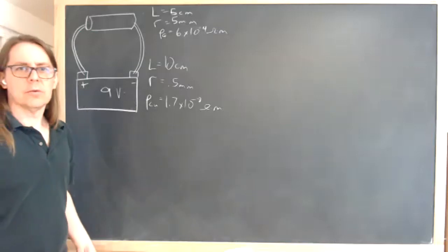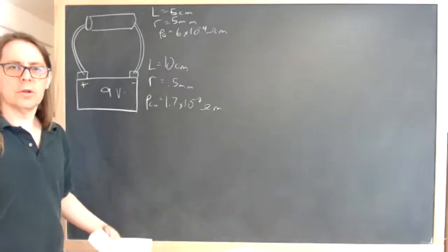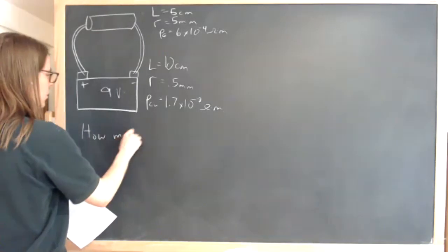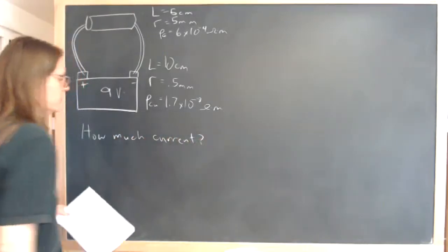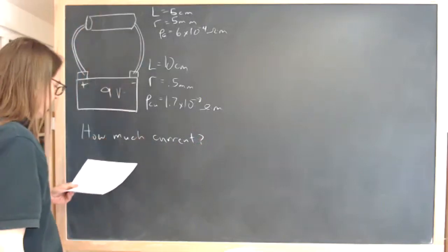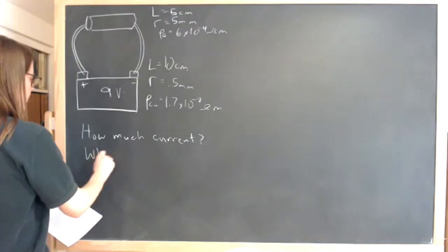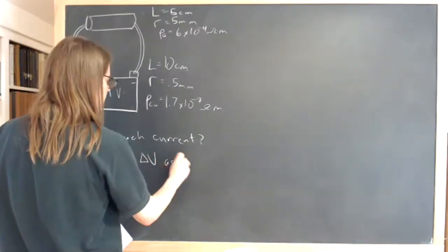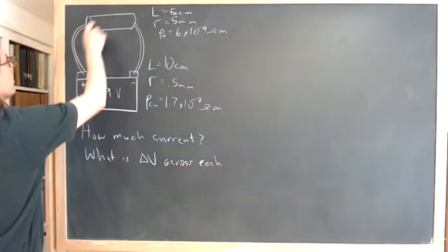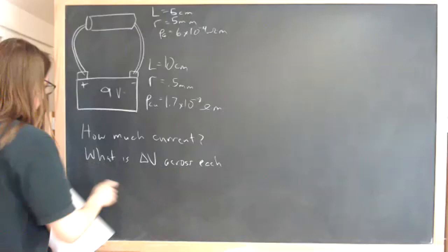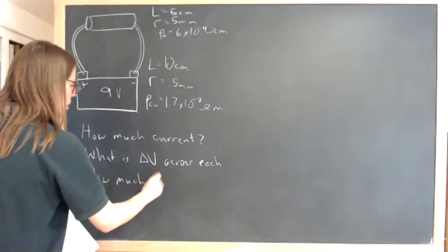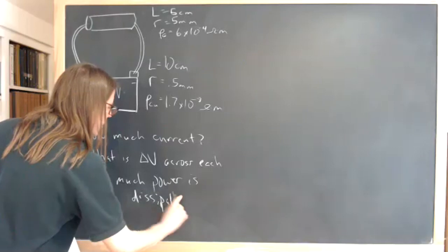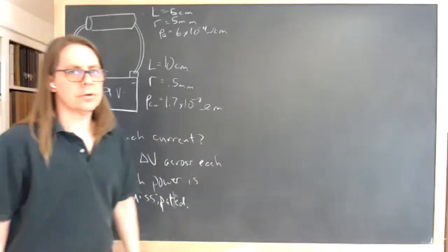So for this setup, which isn't yet being drawn as a circuit, it's a physical thing that you can imagine, we want to ask the following questions. How much current will we get? How much current will flow out of the battery and through the setup? What is the delta V, or voltage drop, across each element, meaning the copper, the graphite, and the copper? And we could also ask, how much power is dissipated?